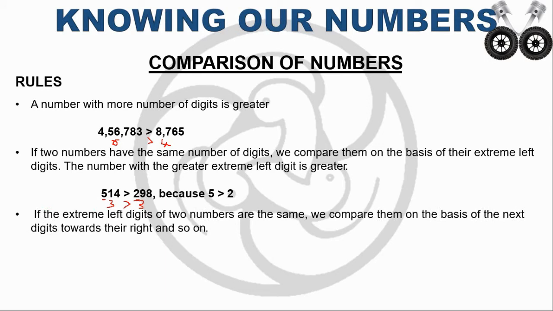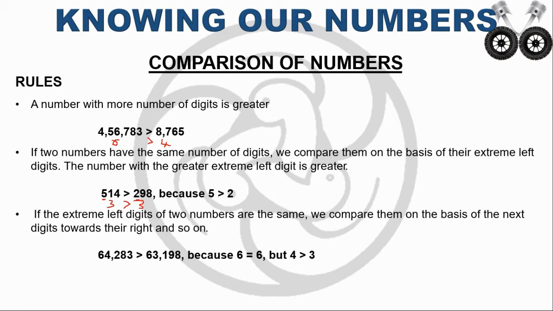If the first digits are the same, what is the next rule we have to follow? You have to compare the second digit. If the second digit is greater, then that number is the greatest number. If both have the same second digit, then you have to compare the third digit. Like that you have to compare and write which number is greater and which is smallest. See here an example. First you have to compare how many digits are there.